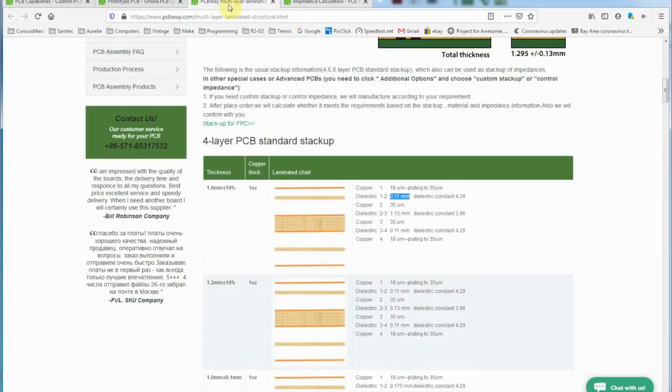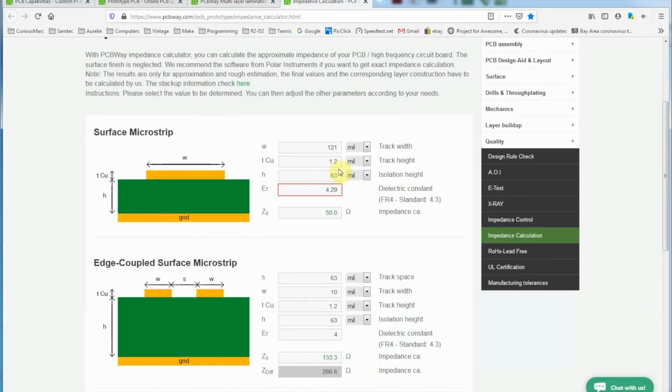So instead I went to a 4-layer stack-up, which has the two first layers very close together. If you look at the spacing between the top layer and the first embedded layer, it's only 0.11 millimeters or 4.3 mils. And that will allow me to make my traces of reasonable dimension. So here I put the 4.3 in. And now, to make my trace 50 ohms, I need about 7.5 mils.